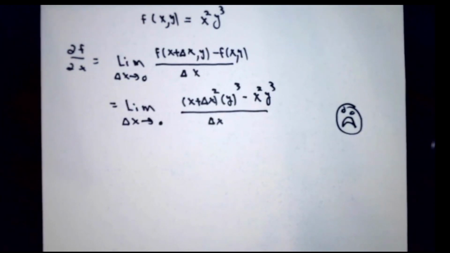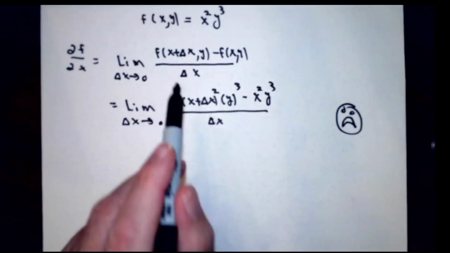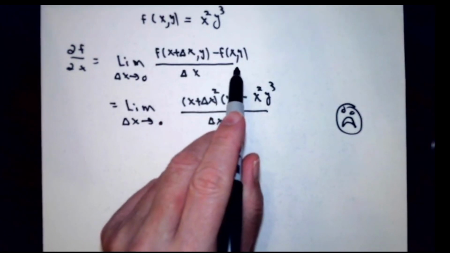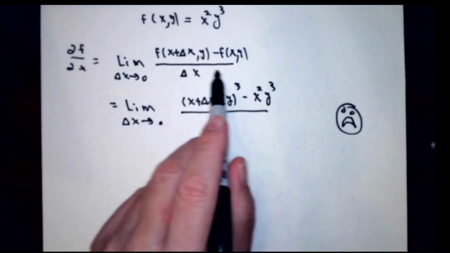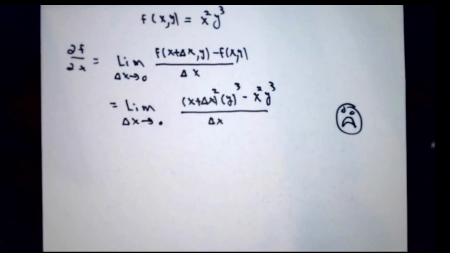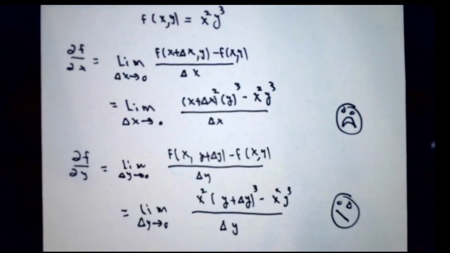In this limit, I'm looking at various function values. The x is allowed to vary from whatever its initial value to x plus delta x, while the y, since it isn't changing, could be treated as a constant. You could do the same for partial of f with respect to y, and obviously in this case, the algebra is going to be considerably worse than it was in the first one.